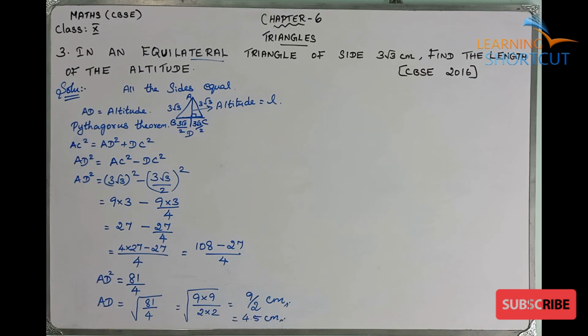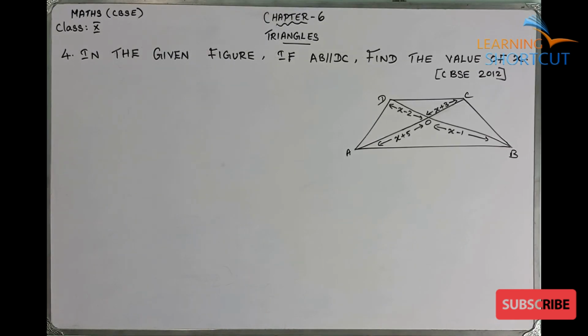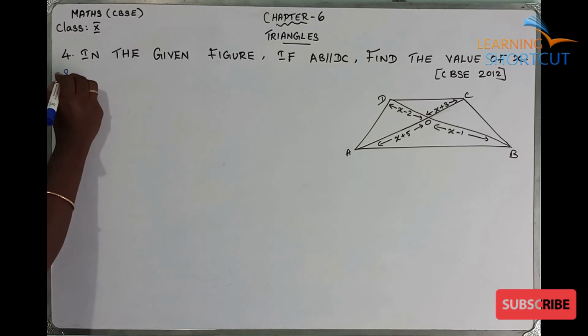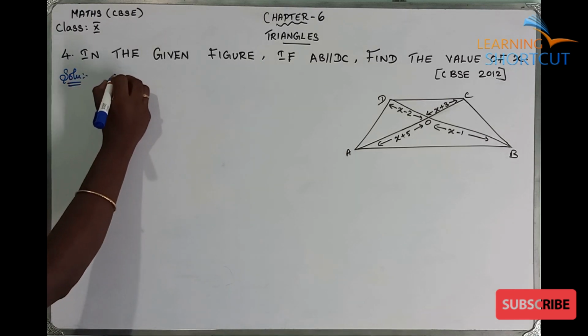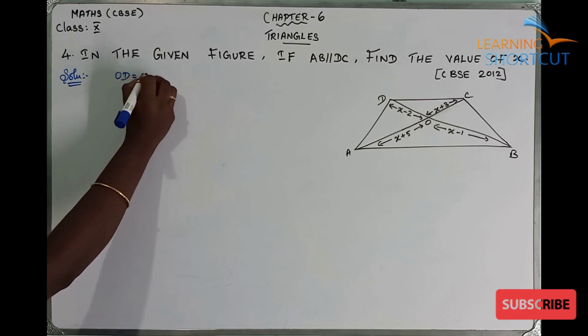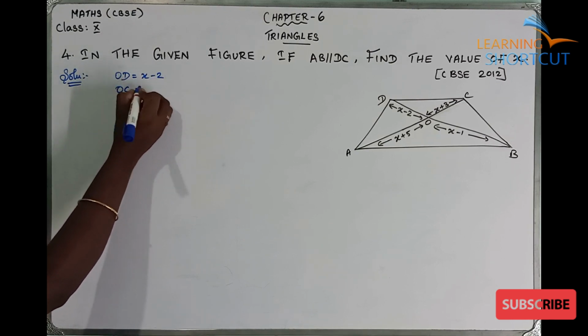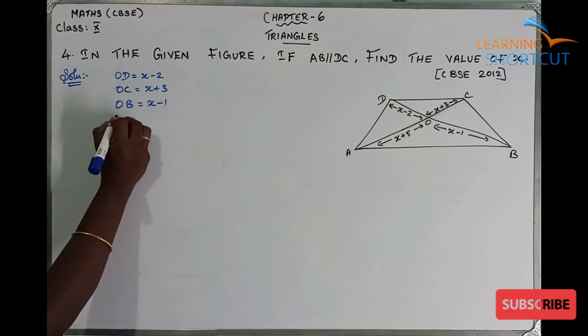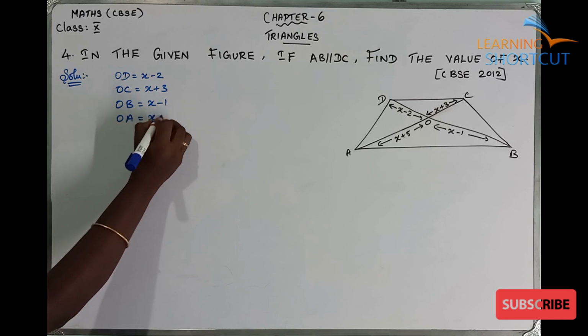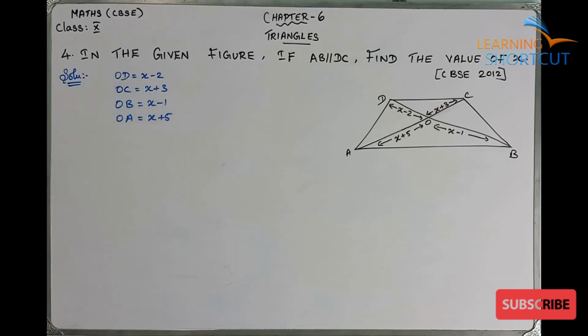We can see the next question. Fourth question is, in the given figure, if AB is parallel to DC, find the value of x. Okay. They have given a diagram, it is like a trapezium. So here they have given some values. That is, OD will be equal to x minus 2, OC will be equal to x plus 3, OB will be equal to x minus 1, and OA will be equal to x plus 5. Okay, these are the values they have given. So we have to find out the value of x.